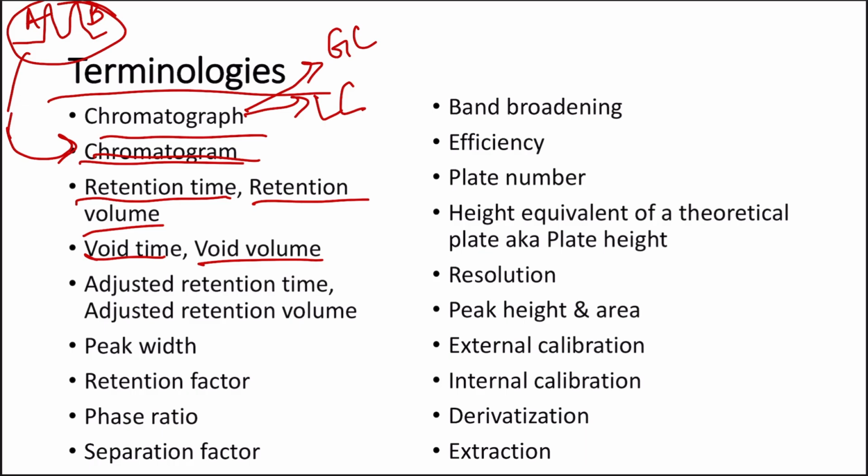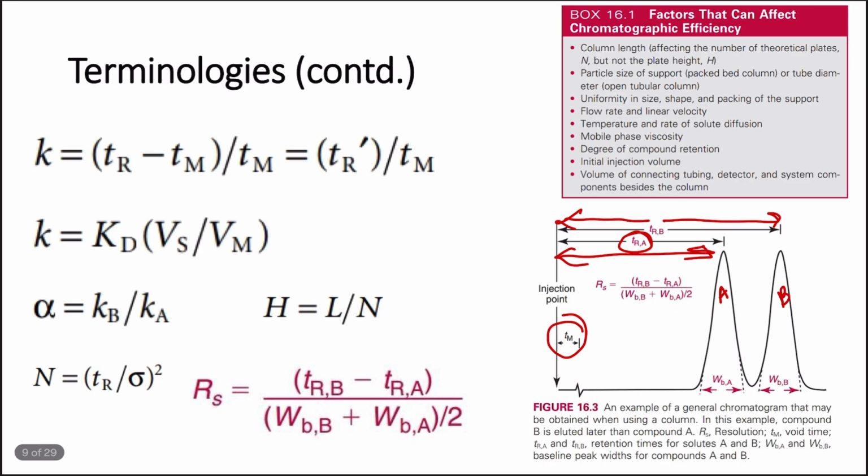Void time is basically the time taken by those components of the sample which are not interacting with the stationary phase at all. As soon as you pour the mobile phase in, presenting the components within it, they will not interact with the stationary phase, and as a result they will be removed from the chromatographic system very soon. You can see it is represented by this small flicker here. This represents those components which are removed as soon as the mobile phase and sample combined are injected into the chromatographic system. The time taken for that is called the void time. It is represented by Tm, and the volume which comes out is represented by Vm, that is the void volume.